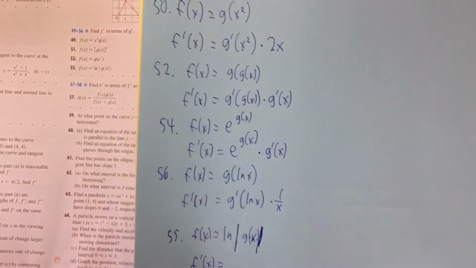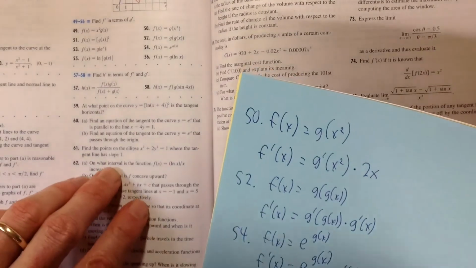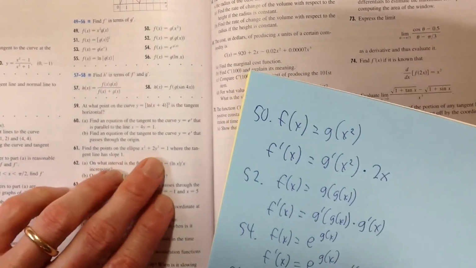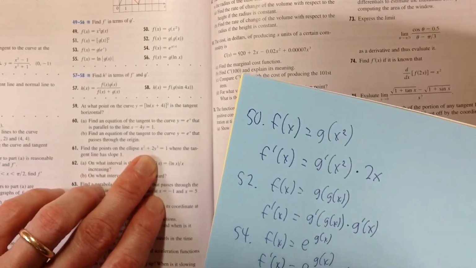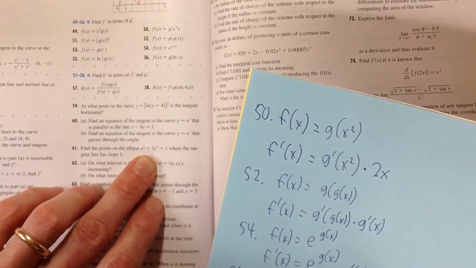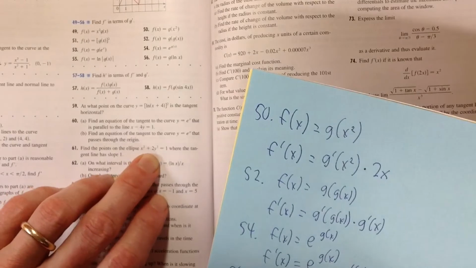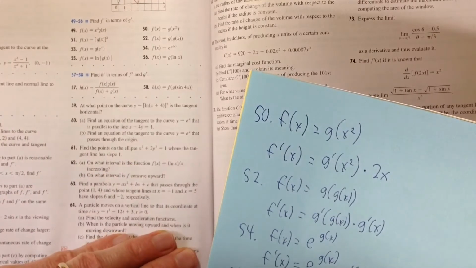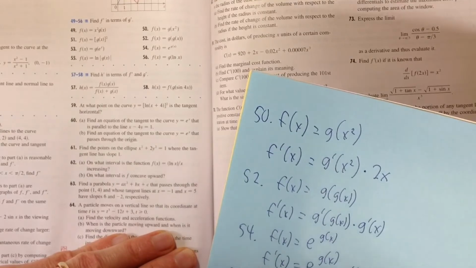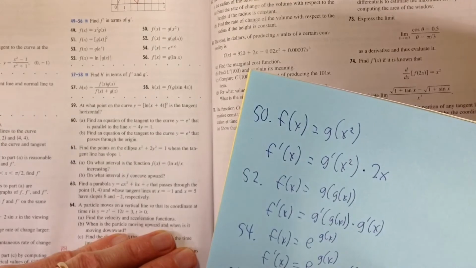Number 61. Number 61 says, find the points on the ellipse where the tangent line is slope 1. So you just take the derivative. There's two ways. You could do it implicitly, or you could just solve for y and take the derivative. But then you just set the derivative equal to 1, because where this tangent line has a slope equal to 1, you set the derivative equal to 1, and then find the points. So that's how you do that one. Hopefully that one's not so bad.